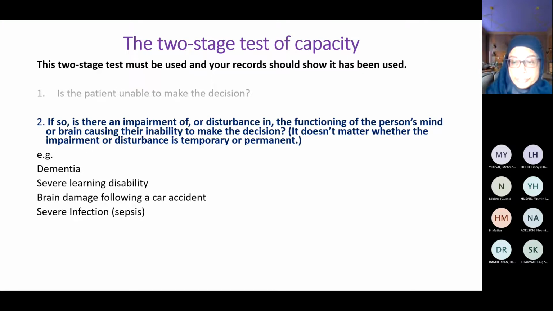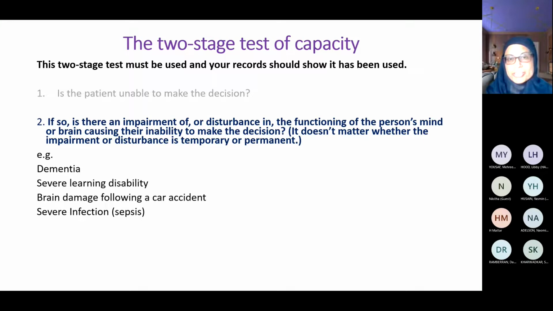Now, for those of you who are familiar with the Mental Capacity Act and you use it quite a lot, you'll be thinking to yourself, Yasmin doesn't know what she's talking about. She's got them the wrong way round. So I have been reliably informed by people who know about these things that apparently the Mental Capacity Act has had it wrong all this time. And this is the correct order to do it in.